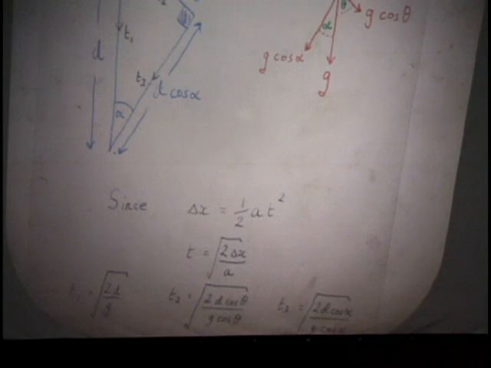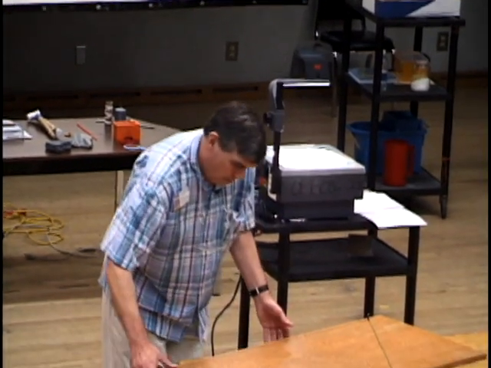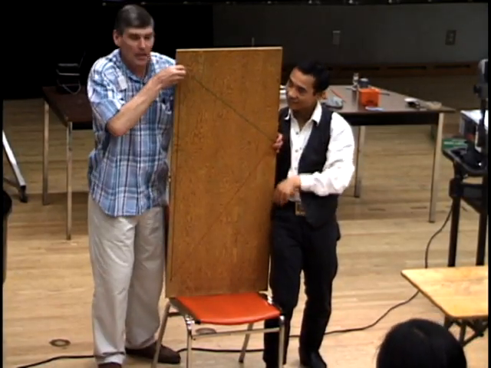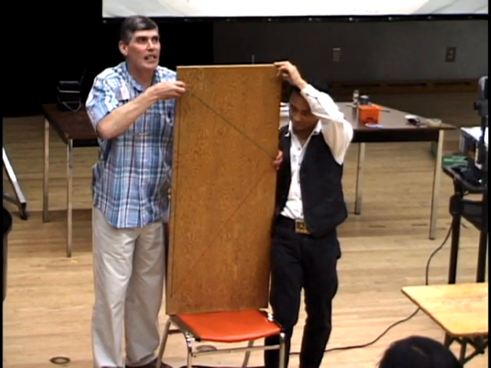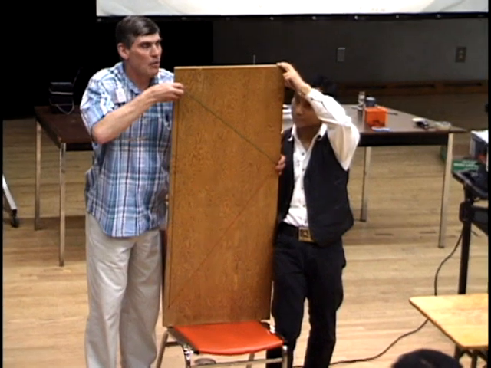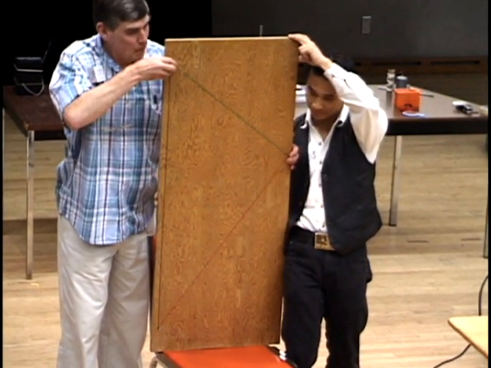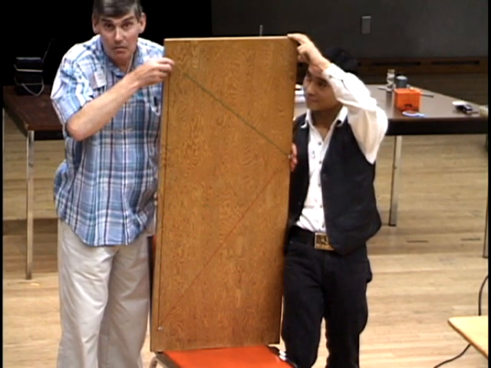So if we have all three of these ready to go at the same time. Now we're going to make sure the board is vertical. And we're going to let them go at exactly the same time. And if acceleration is a vector and we've treated it the right way, what should we hear? They should all hit once, shouldn't they? 1, 2, 3. Pretty close, right?